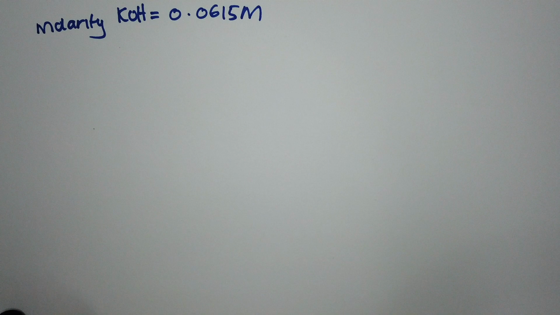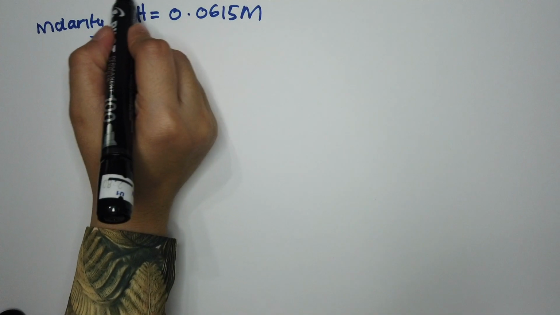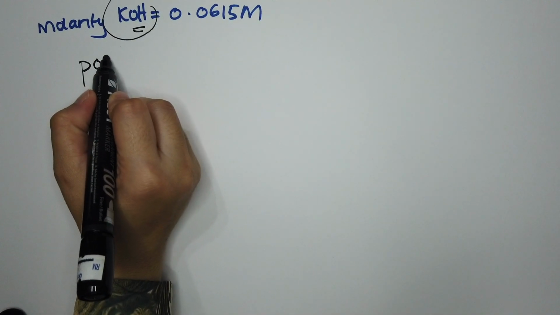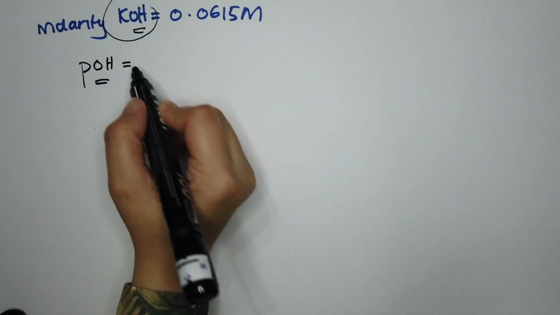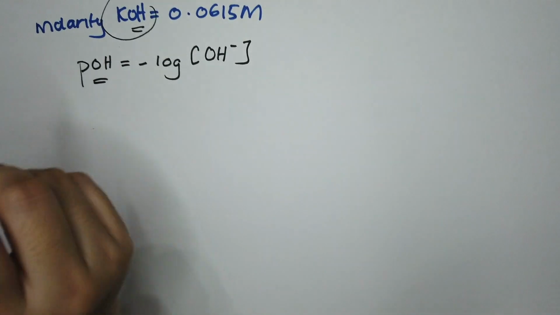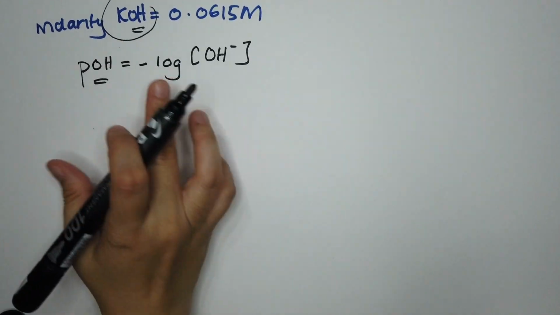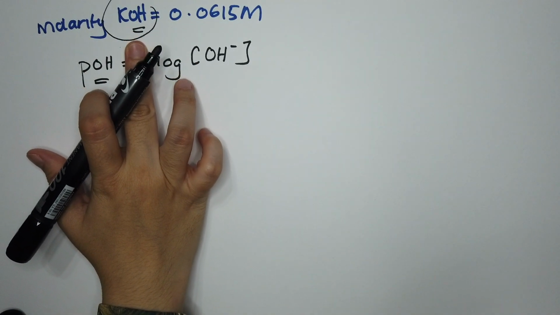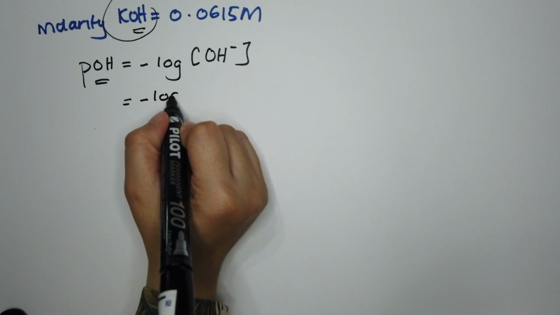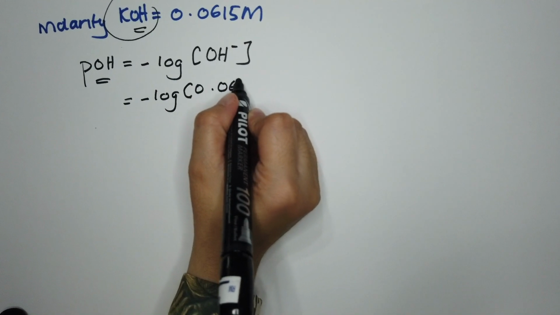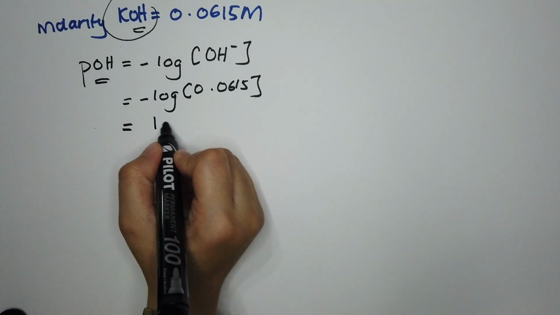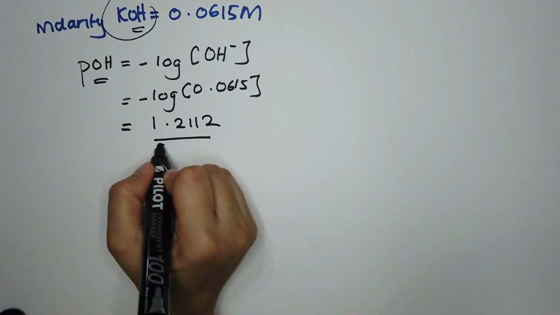Okay, so from here, because you know that this is KOH, it's a base, right? So you need to calculate the pOH. So pOH, because this one is OH, is negative log of OH minus. And your KOH is a strong base, so the concentration of KOH is equivalent to the concentration of the OH minus. So you get negative log 0.0615. So you should get your pOH equivalent to 1.2112. So this is pOH.